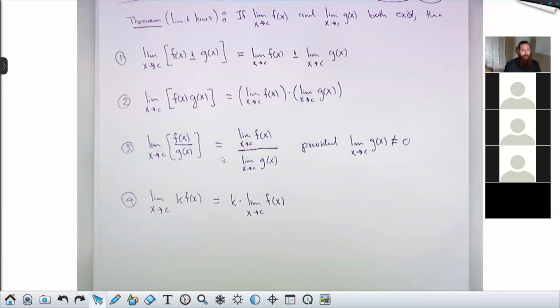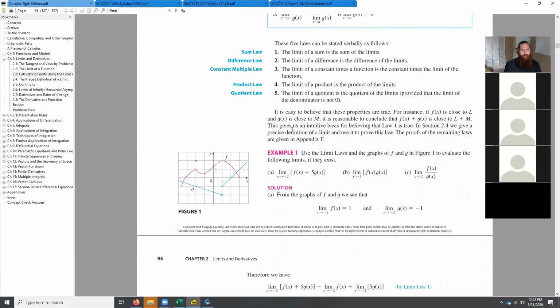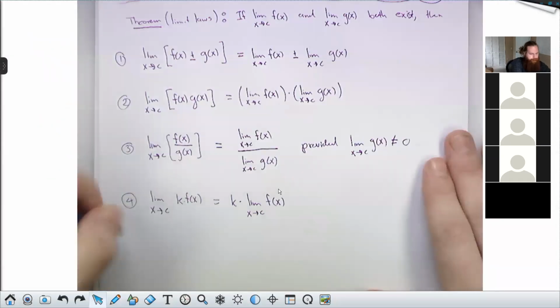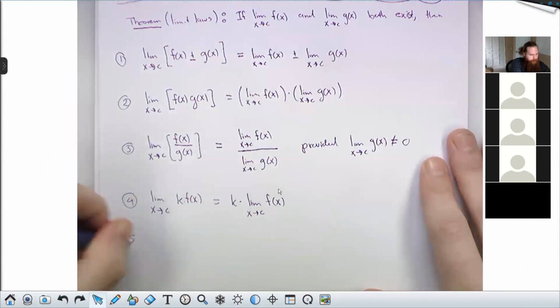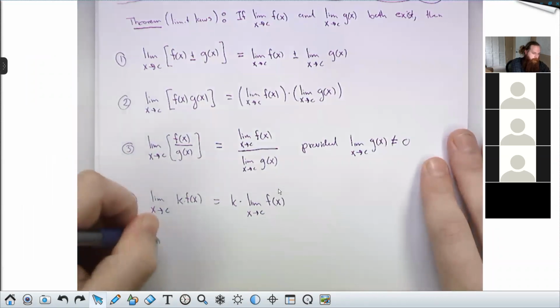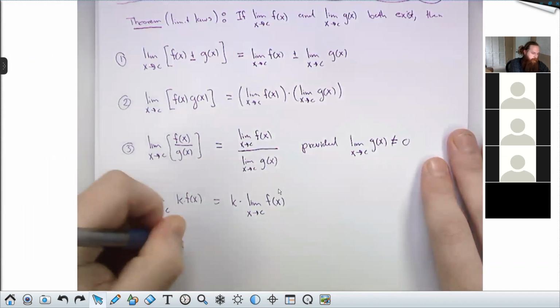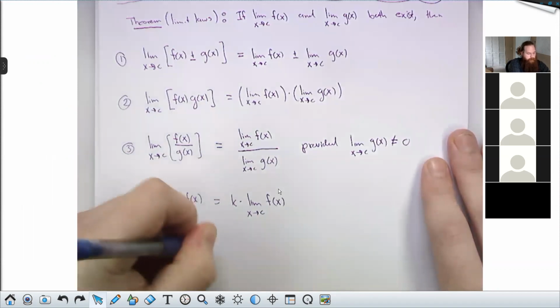Separate from this theorem, the book goes on to list several other things that I'm going to list as a part of this theorem. And we'll come back and look at some of those examples again, but each of these is also important. So the fifth thing that they list here is that the limit as x goes to c of a constant function is just that constant.